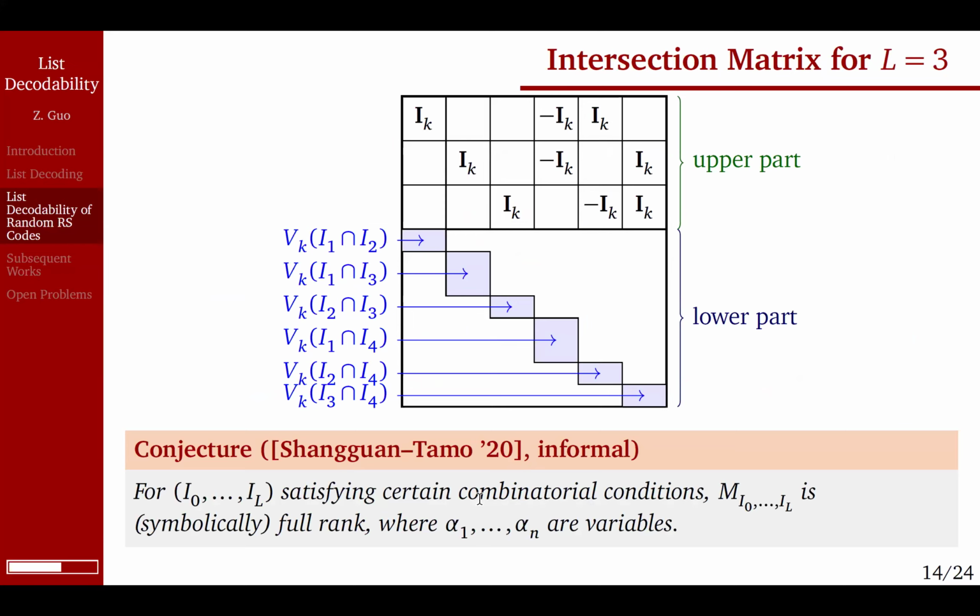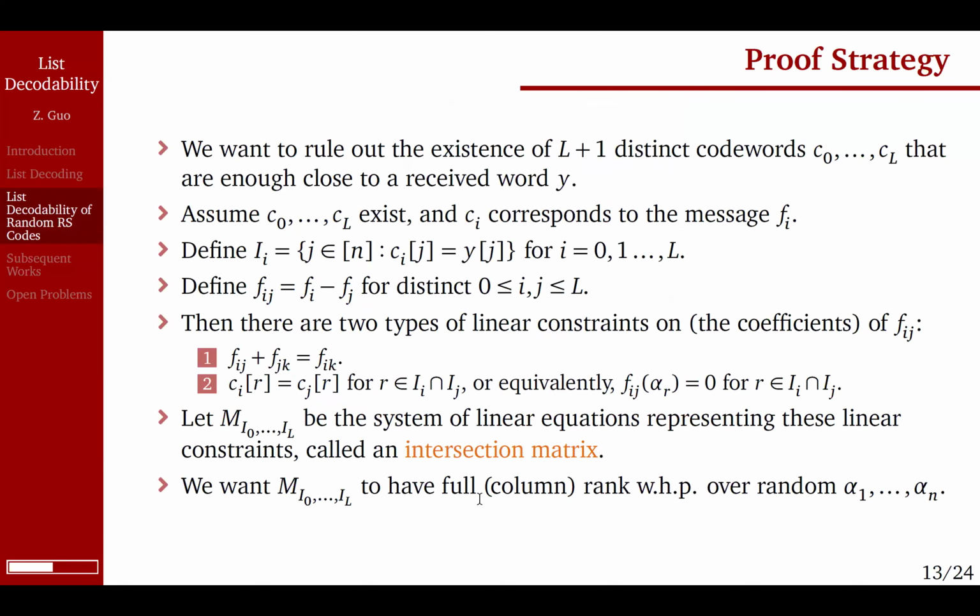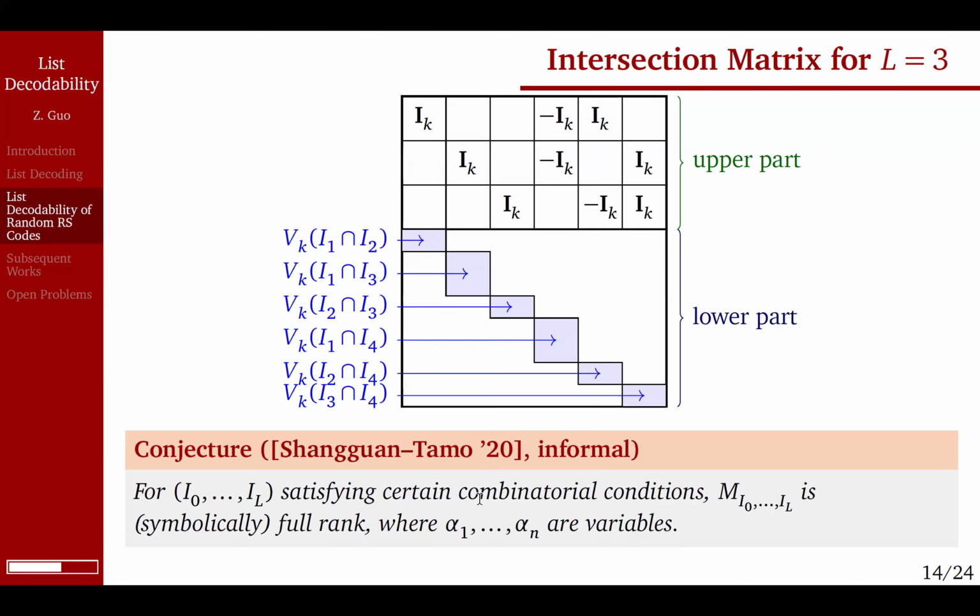And here's an example of what the matrix looks like when L equals 3. The upper half is the cycle relation, Fij plus Fjk equals Fik. The lower part represents the agreement relations. So the conjecture is that this is a full rank matrix when alpha is treated as a variable.